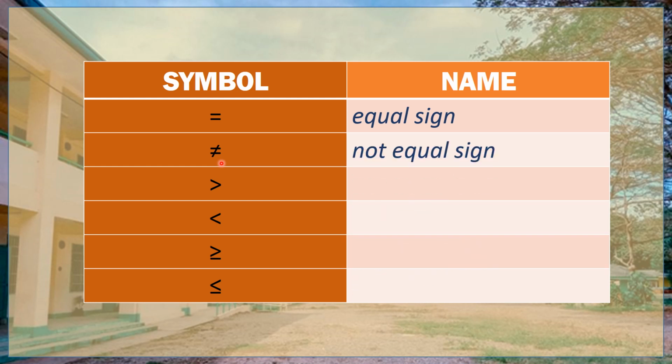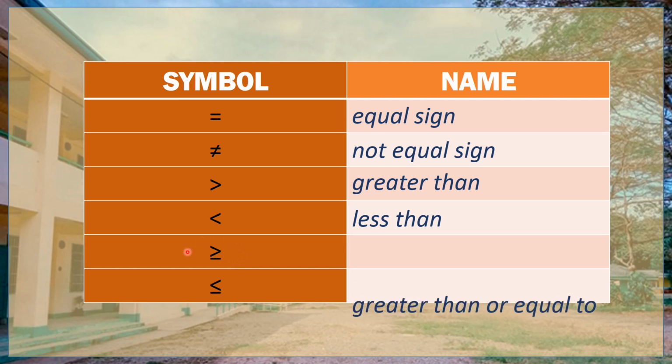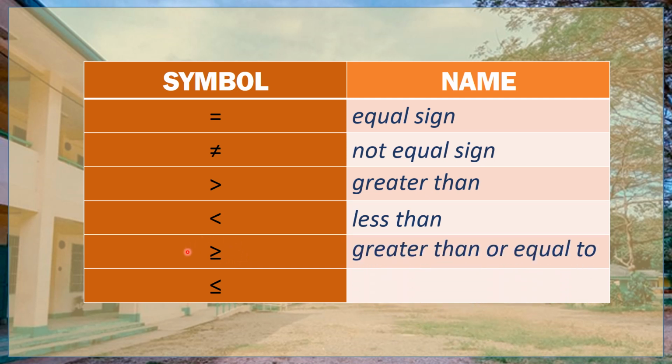The next symbol, that is not equal sign. Very good. And then, third symbol, that is greater than. And then, next symbol, we have less than. Next, let's have this symbol, that is what we call greater than or equal to. And then, last symbol, this is what we call less than or equal to.